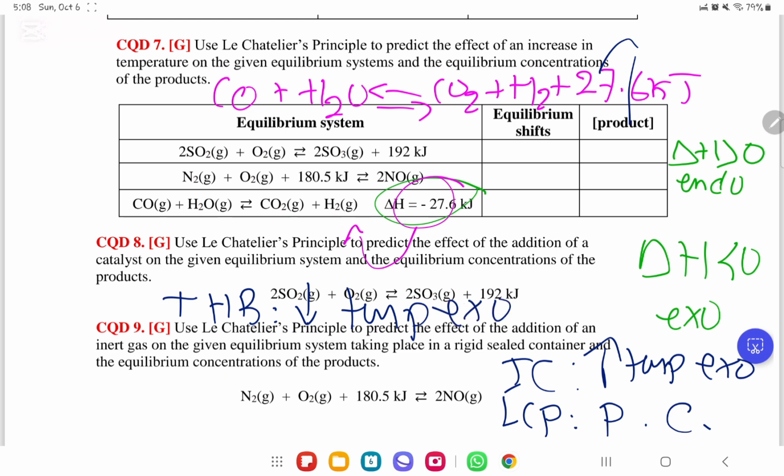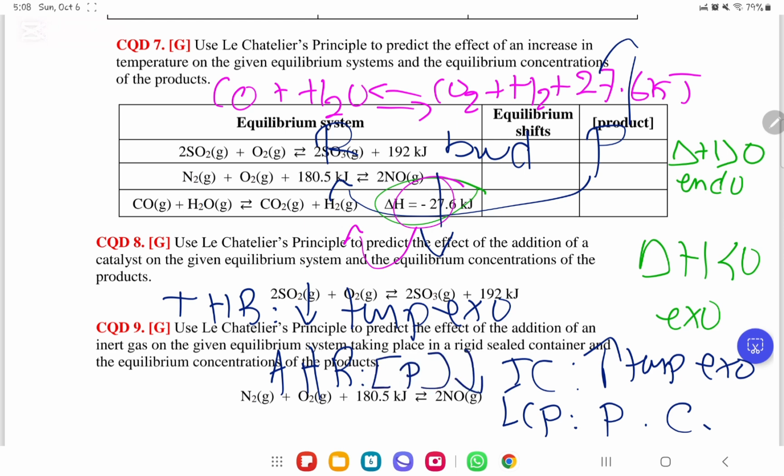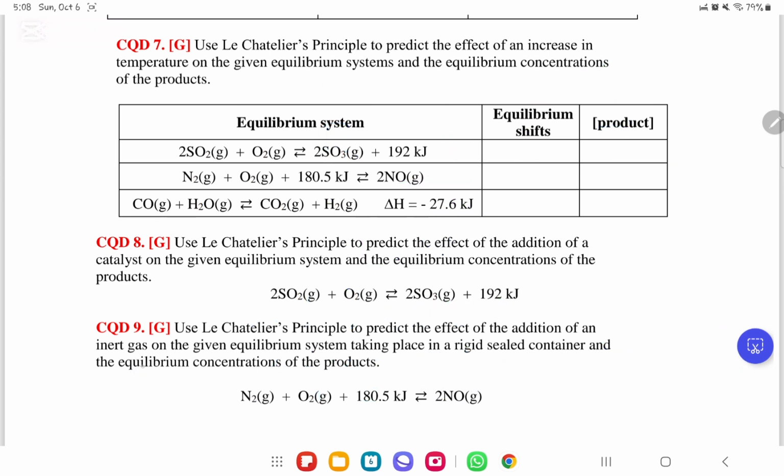To decrease the temperature of our exothermic reaction, our products will have to give to our reactants. If our products give to our reactants, it is a backward shift. As a result, the concentration of products decreases. Why? Because the products are giving to the reactants, and the concentration of reactants increases. Why? Because the reactants are taking from the products. So our answer here is a backward shift, and the concentration of the product will decrease.